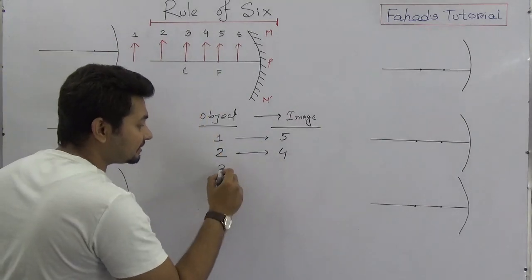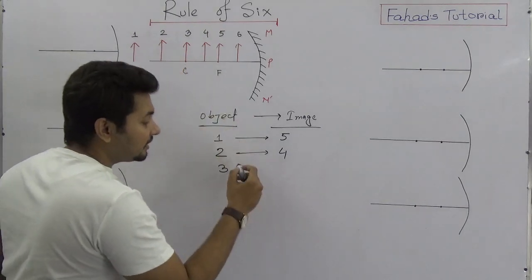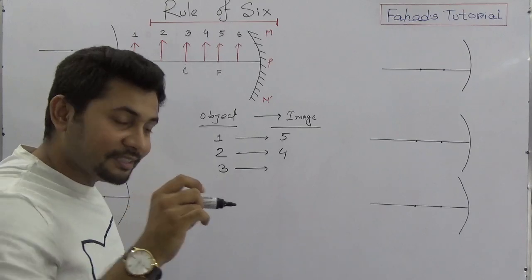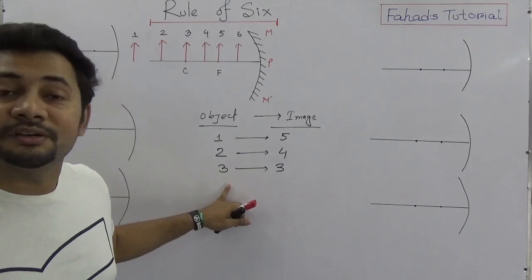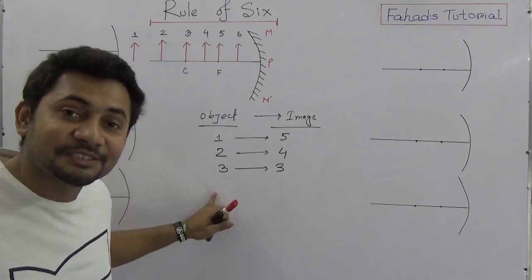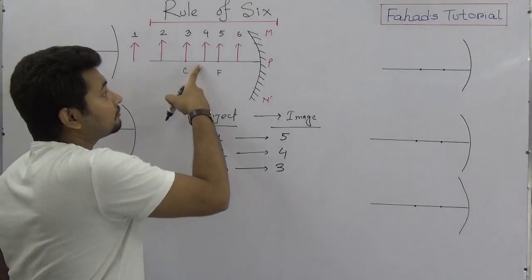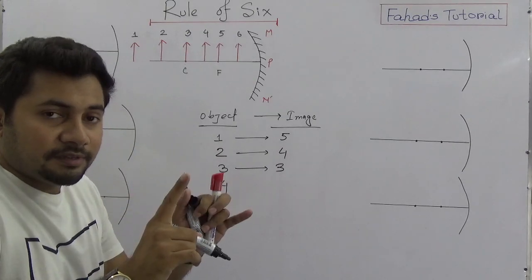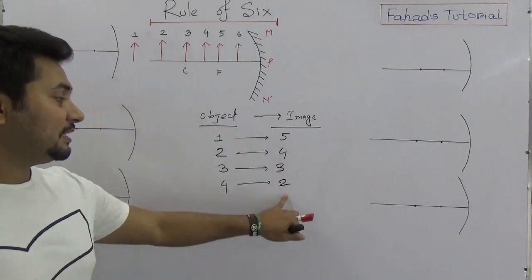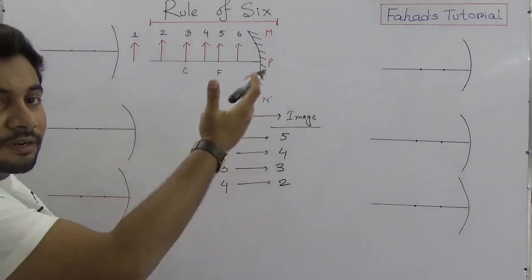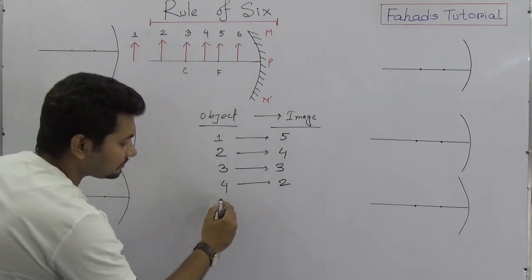If the object is in the 3rd position, at the center of curvature, then the image will form at the center of curvature. So you see the sum of the positions will always be 6, and that is why it is known as the rule of 6. If the object is in number 4, between the center of curvature and the principal focus, then the image would be in number 2, that means beyond the center of curvature.